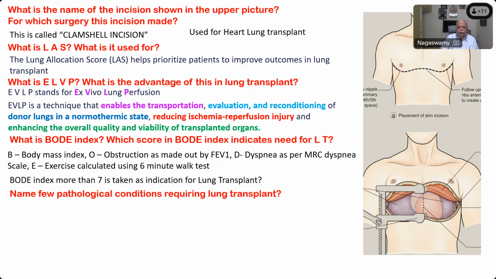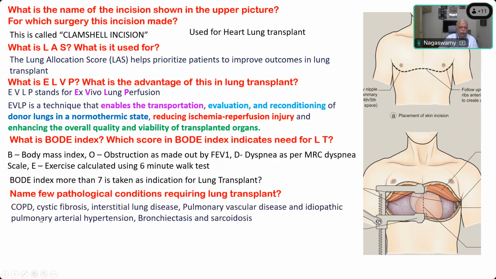These are all upcoming surgeries. Nowadays, after COVID, you frequently hear that so many lung transplants are going on in MGM, in this hospital, Apollo. These are all becoming more common now. The indications include COPD, cystic fibrosis, interstitial lung disease, pulmonary vascular disease with idiopathic pulmonary arterial hypertension, bronchiectasis, and sarcoidosis.